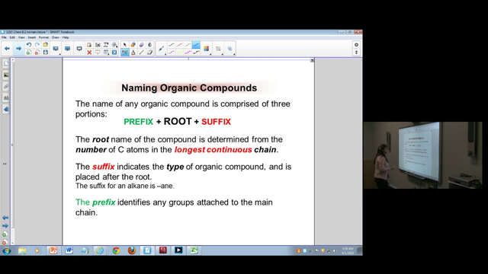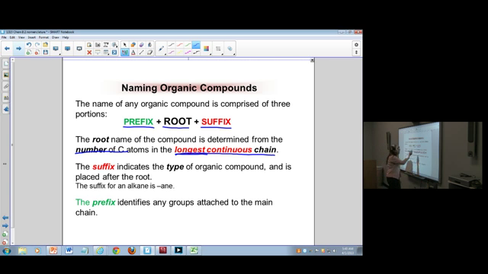So first of all, when you're naming a compound, you name it according to its root, its suffix, and a prefix. Now, the root is the longest number of carbons in a continuous chain. Okay, the number of carbons. So maybe you have 8 carbons in your chain. That would be an oct-something. Maybe you have 7, a hept-something, or maybe you have 2, an eth-something. So you've got to remember those names.